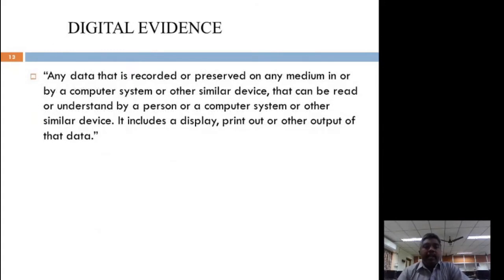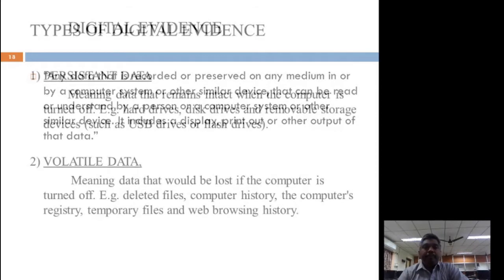Digital evidence. Any data that is recorded or preserved on any medium in or by a computer system or other similar devices that can be read or understood by a person or a computer system or other similar devices. It includes a display, printout or other output of that data.